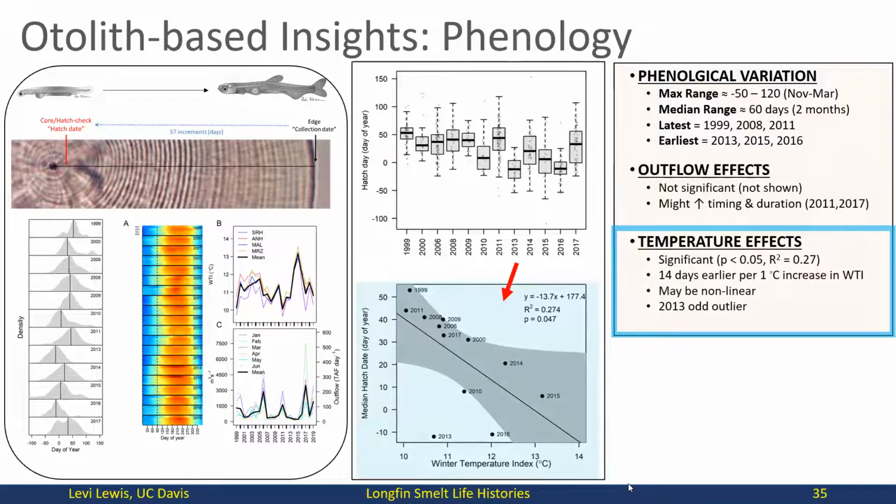But we did see a fairly significant negative relationship between hatch date and the winter temperature index. And this is very similar to what we found for delta smelt as well. So basically, Longfin smelt are hatching about 14 days earlier per degree Celsius increase in the winter temperature index. And this may be nonlinear.